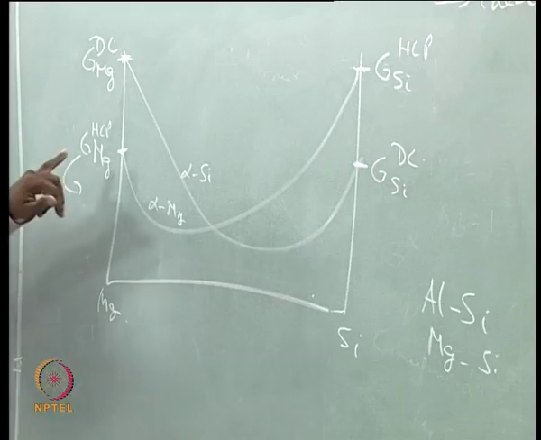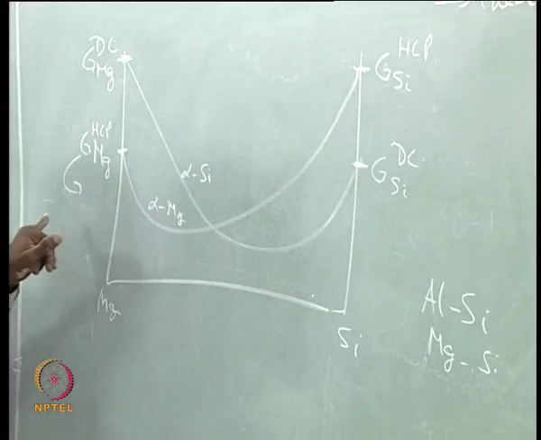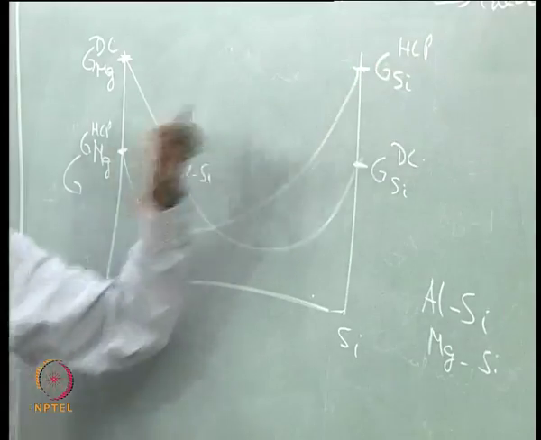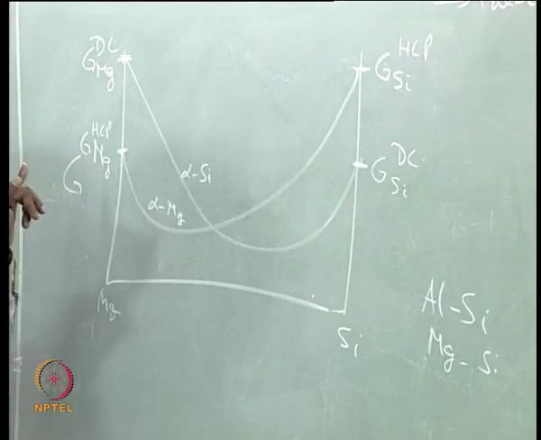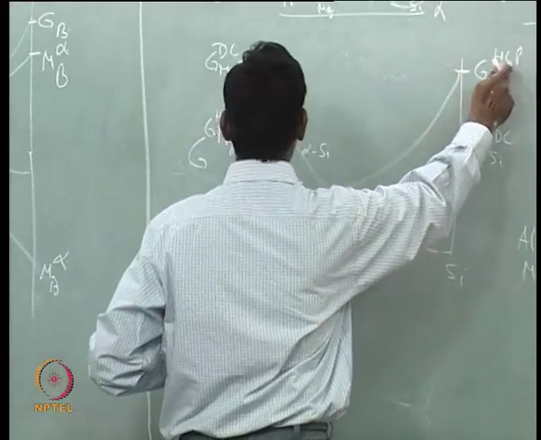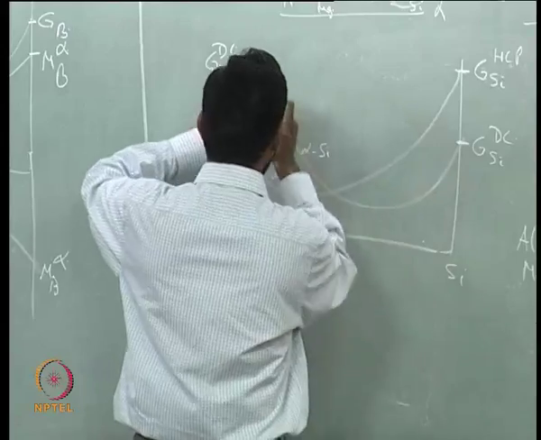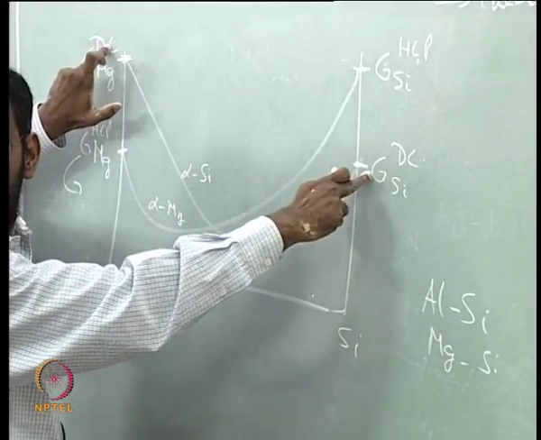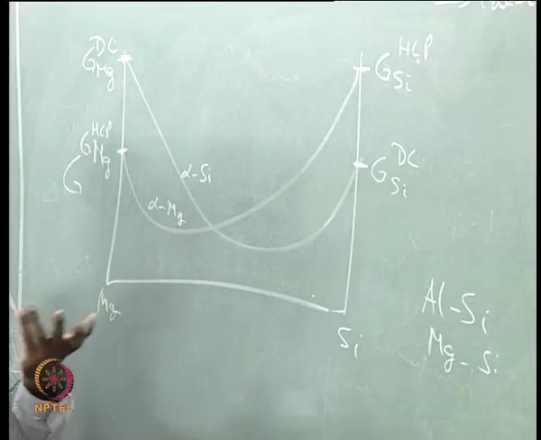If I carefully observe, for one particular curve, I am using free energy of the same structures, pure metals, for calculating that free energy. If I take this particular curve, I am using HCP, HCP. If I am using this curve, I am using diamond cubic, diamond cubic. Otherwise, you cannot draw the free energy curve.